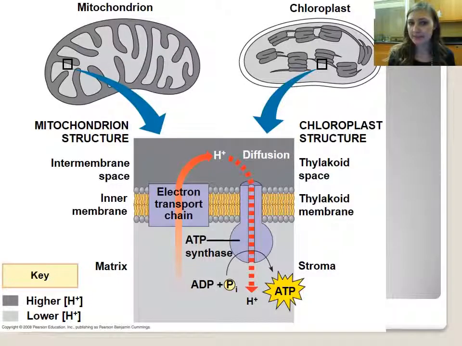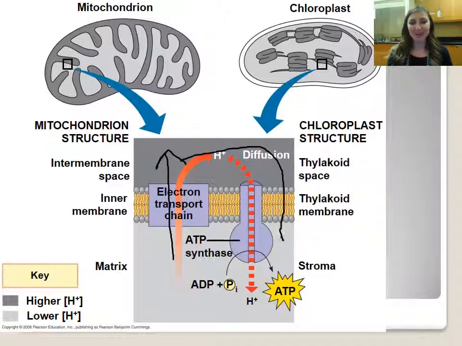Location's different, idea is the same. So whether we're talking about the inner mitochondrial membrane or the thylakoid membrane, you are still pumping hydrogen ions across from a low concentration to a high concentration. You're using an electron transport chain to provide energy to get those pumps to actively transport hydrogen ions. They want to diffuse back across the membrane.